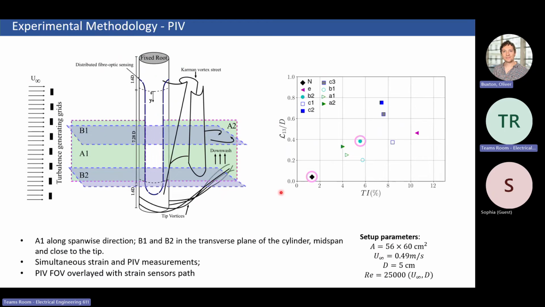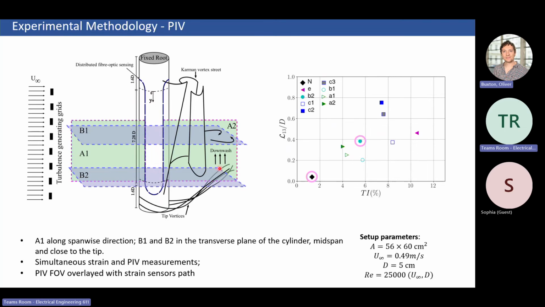Okay, so what we've done is we've developed some novel experiments. The first thing we've done is couple a fiber optic device, which is embedded into our flow. This is representative of the tower of a wind turbine. We've captured fluctuating strain simultaneously with the time resolved velocity field in the vicinity of the tower. So, for example, we've got various fields of view.